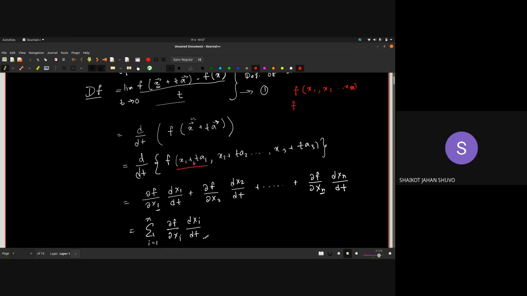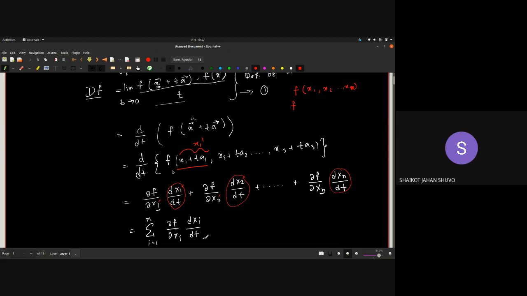So if you wrote it as some x1 prime, the chain rule should look like this. Because think of it like this: x1 is not dependent on t, right? So if that's the case, then all these terms are identically zero. All of this is zero. Doesn't make any sense. Do you get my point? So that's why you need to consider x1 plus t a1 as the new variable. If you want to denote it as x1 prime, you can do that.